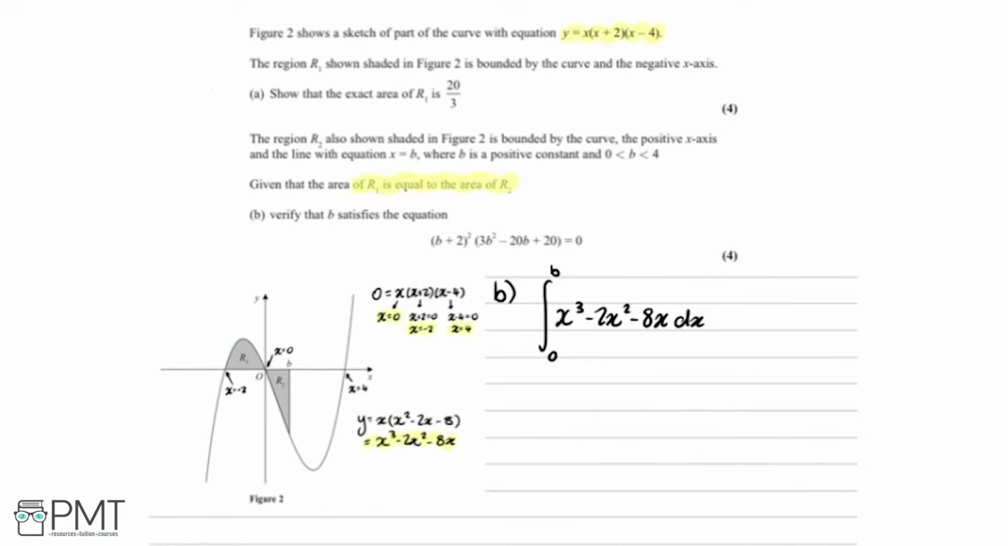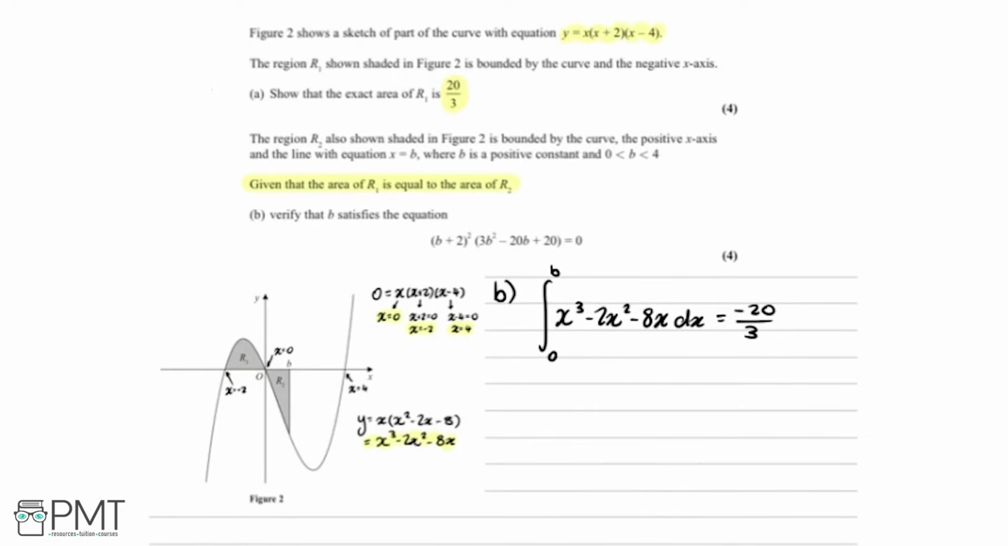Key part here is that the area of R1 is equal to the area of R2. Because we know the area of R1 is 20 over 3, we could be tempted to put here that this is going to equal 20 over 3. However, we need to be careful because that's not actually going to be the case. R1 is above the x-axis, so when we find the area under the curve, the integral evaluates to be positive. However, R2, whilst the physical area is 20 over 3, because it's below the x-axis, is actually going to be negative. So this will evaluate to minus 20 over 3. Fantastic. Now we've set this up, we can start working with it.